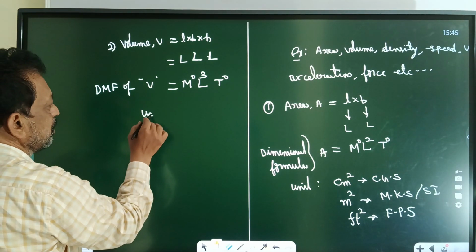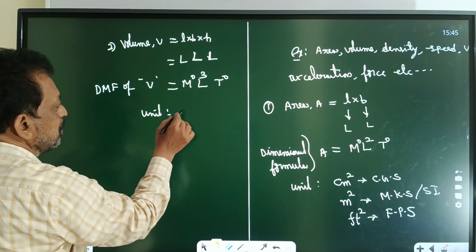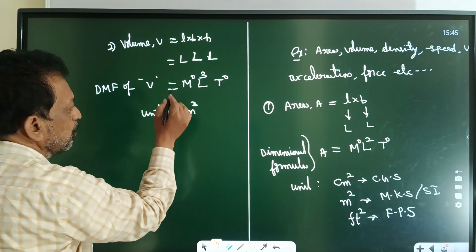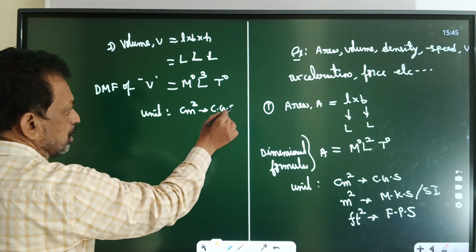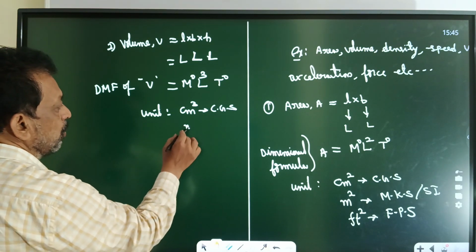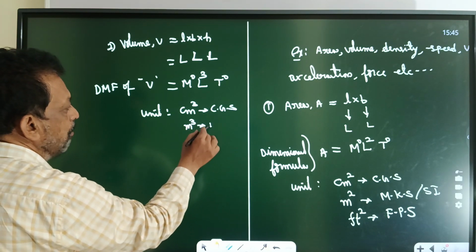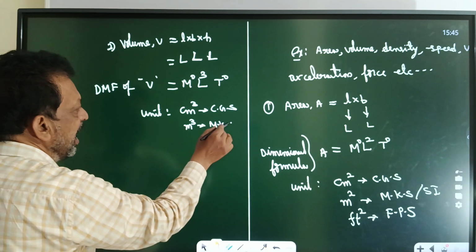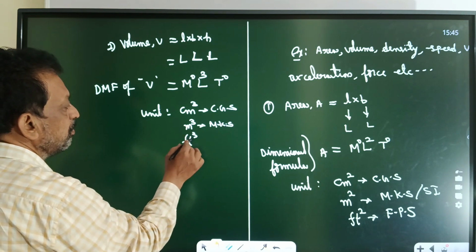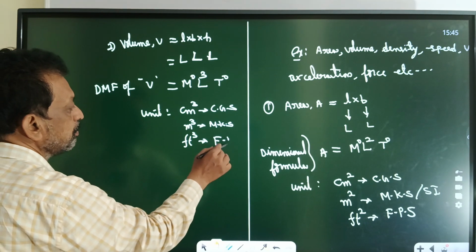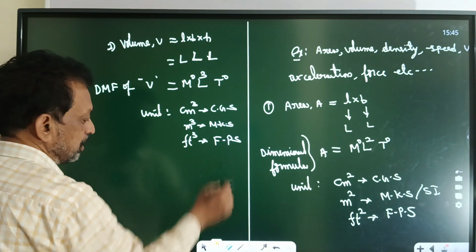So write the unit: centimeter cube or cubic centimeter in CGS, meter cube in MKS, and foot cube in the FPS system.